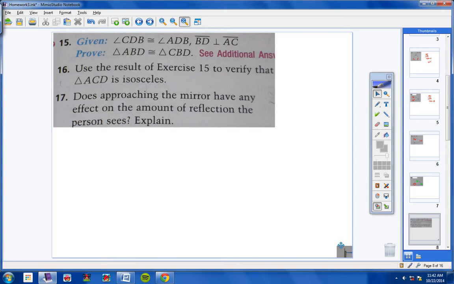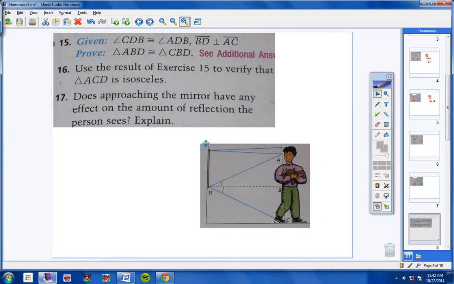Let's get this picture back up here real quick. There we go. All right, now look at this. Here's the mirror right here, okay? Here's angle ADB right here, okay?